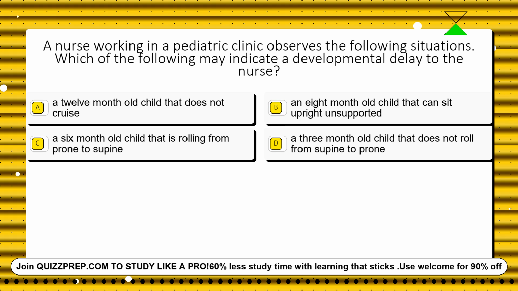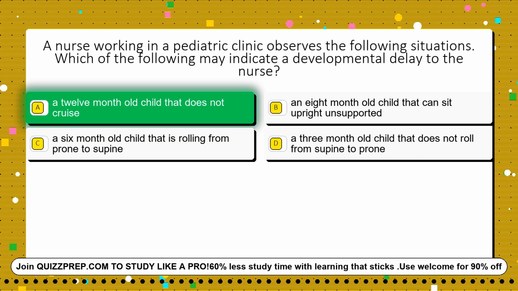Question 6. A nurse working in a pediatric clinic observes the following situations. Which of the following may indicate a developmental delay to the nurse? Option A, a 12-month-old child that does not cruise. Option B, an 8-month-old child that can sit upright unsupported. Option C, the 6-month-old child that is rolling from prone to supine. Option D, a 3-month-old child that does not roll from supine to prone.